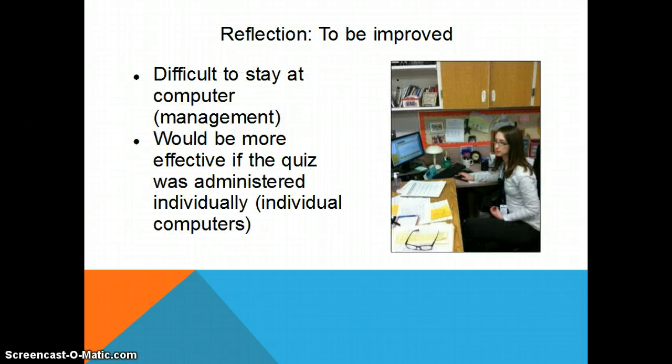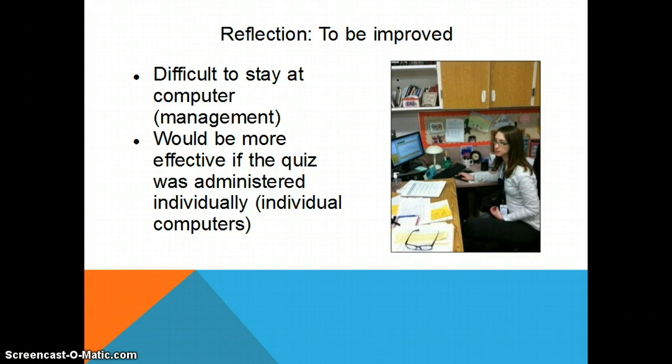Something that was difficult for me during this lesson was having to stay at the one computer in the room while managing the rest of the class. It was difficult for me to keep track of moving the quiz along while also monitoring individual students to see how they're doing with the subject as well as their behavior.